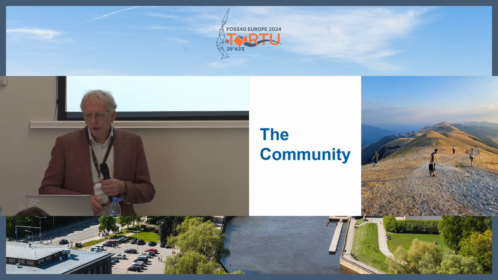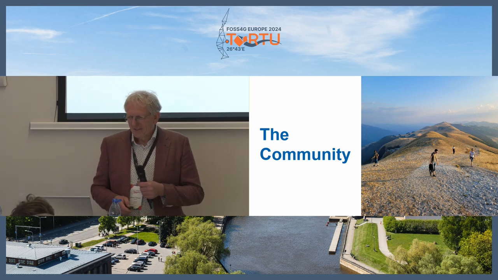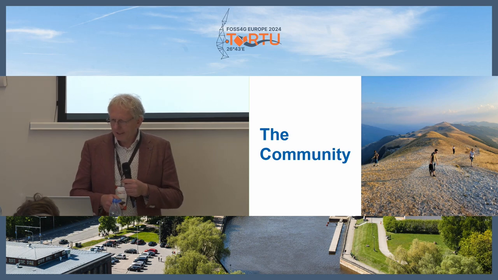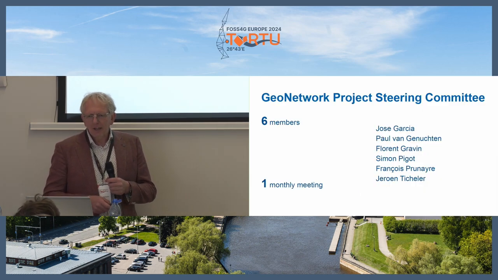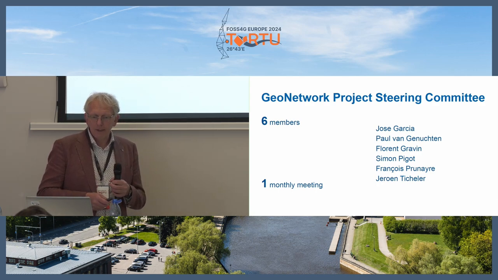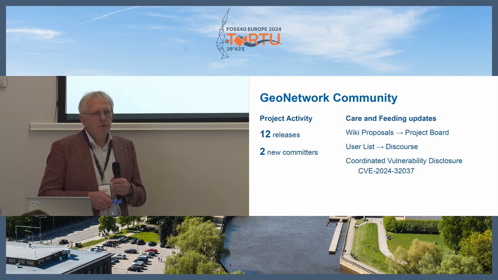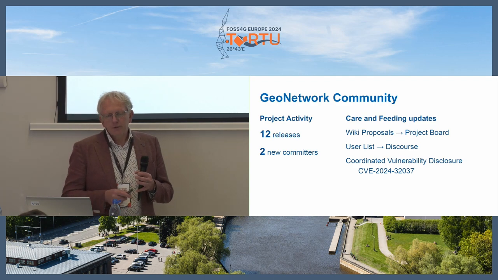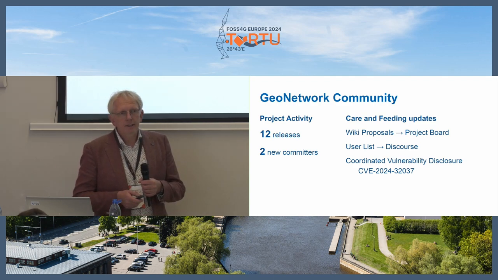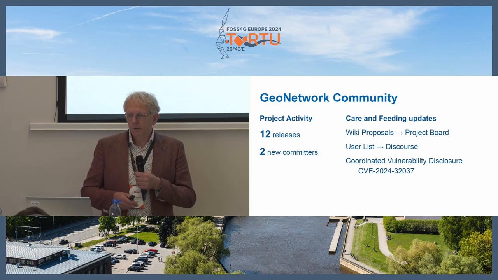Our community gathers a few times a year. This is Italy, where everybody is browsing for new data. We have a project steering committee, 6 members on it currently. We have a monthly meeting with the project steering committee to just see where we're going. We make about 12 releases per year. That is usually a stable one and more of a developer release. And sometimes we make additional releases when there's vulnerabilities in the code. We have 2 new committers over the last year.